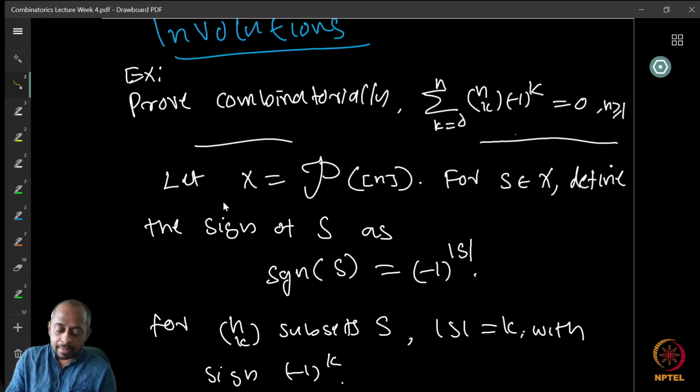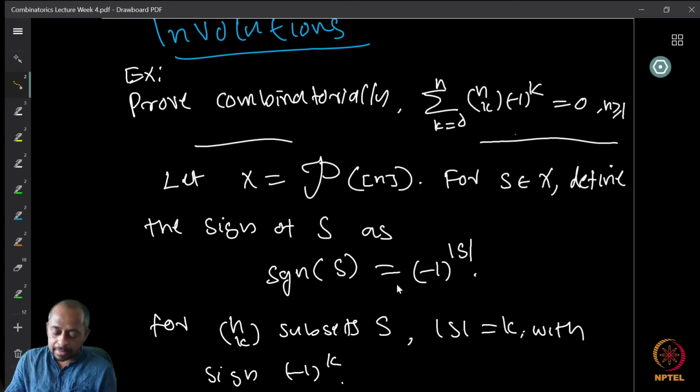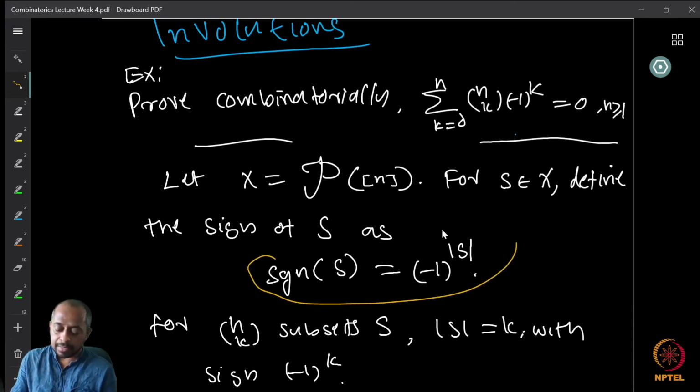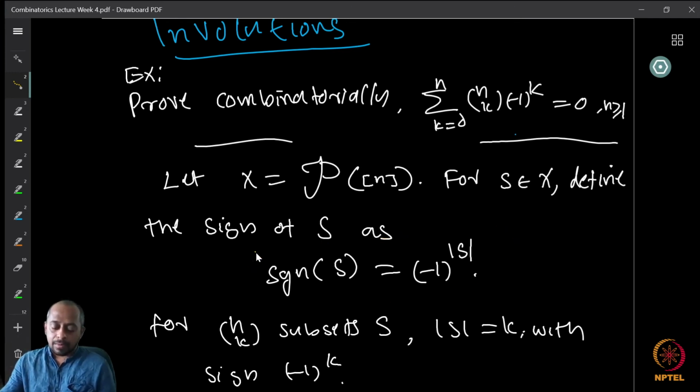So let me denote by X the power set of the set {1, ..., n}, which is the base set of the Bernoulli poset. Take any subset S of {1, ..., n} and define the sign of the set S as (-1) raised to the cardinality of S. So the sign of the set is (-1)^|S|. I can define this for every element of the power set.